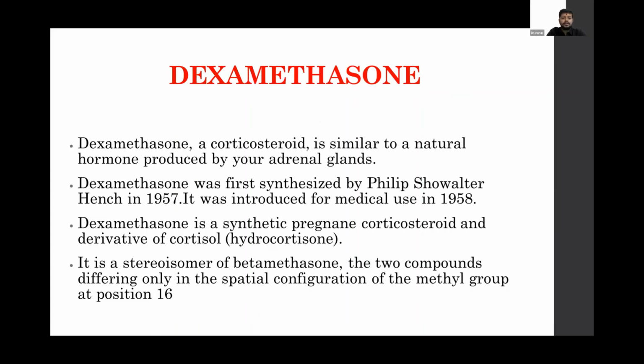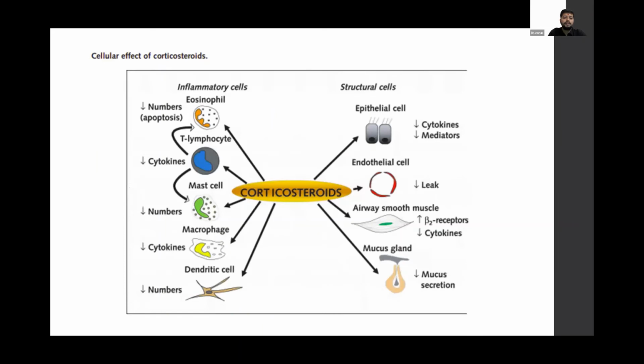The last one is dexamethasone. We have covered more of the corticosteroids in the last lecture. So dexamethasone is a corticosteroid similar to the natural hormone produced by the adrenal gland, and it is a stereoisomer of betamethasone, the two compounds differing only in the spatial configuration of the methyl group at the 16th position. The cellular effects of dexamethasone in inflammatory cells: it decreases the number of eosinophils, decreases cytokines, and decreases macrophages, dendritic cells.